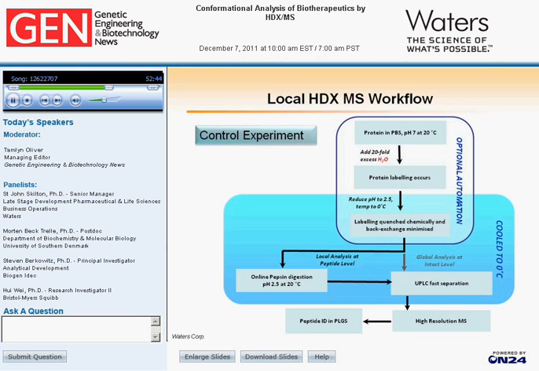Then after the database of the commonly identified peptides was obtained, the D2O labeling starts to determine the deuterium uptake level for each peptide of the protein of interest. Next slide.